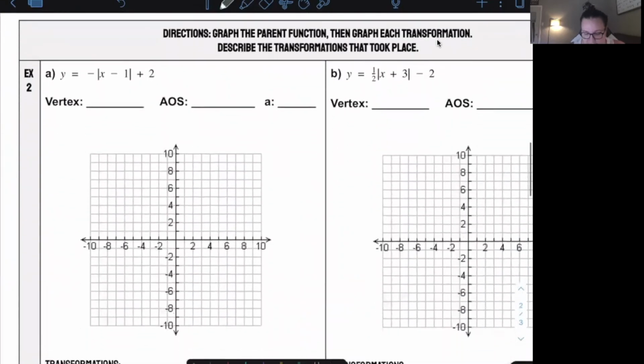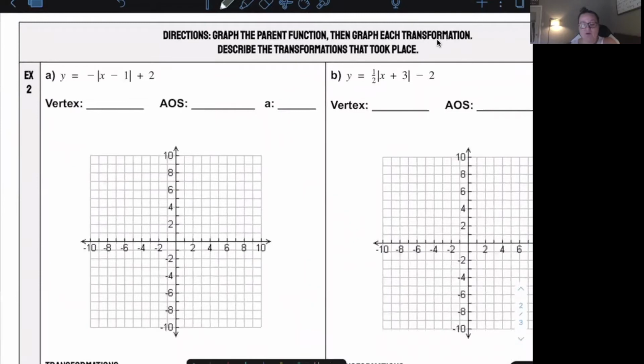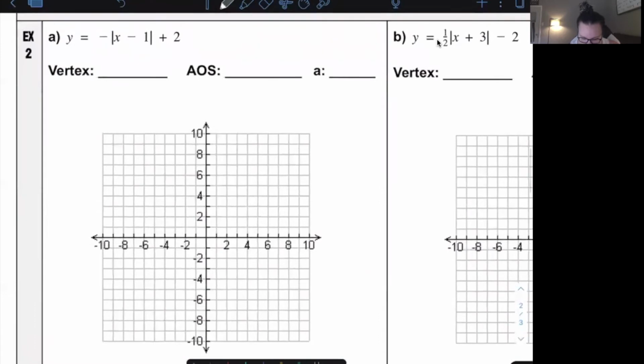So now in example 2, we're going to graph the parent function, and then we're also going to graph the new function, and then we're going to describe the transformations that occurred. So in part A, I'm going to graph the parent function in blue. The parent function starts at 0, 0 and just has a slope of 1. So I always start at 0, 0 and then go up 1 over 1. Then I do the same on the opposite side. I still go up 1 over 1, but in the other direction. All right, that's my parent function.